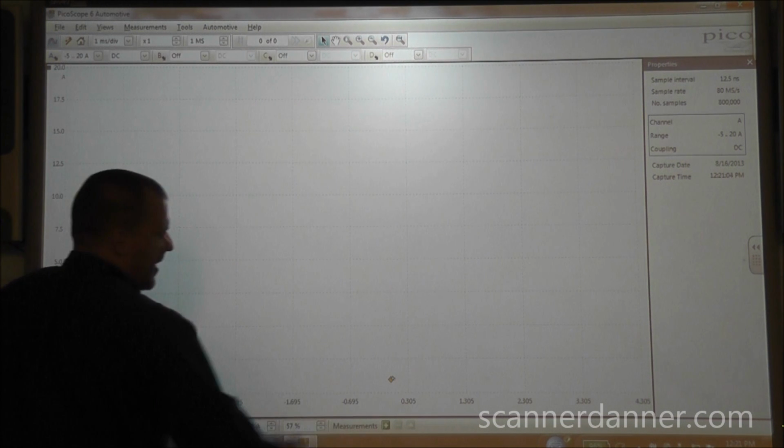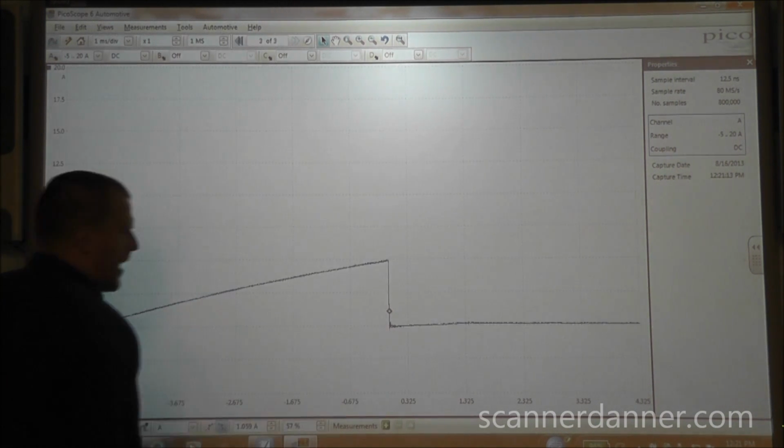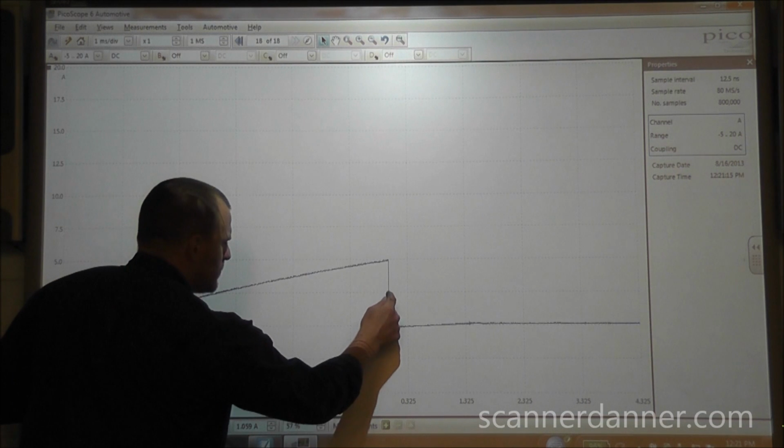Above or below, for that matter. If I go below, it will still draw it. Repeat, it won't. Got to know what level you're at. So that's our trigger level.